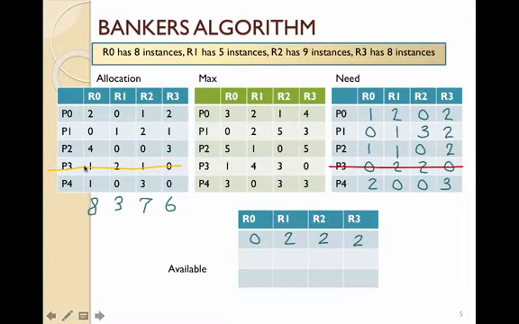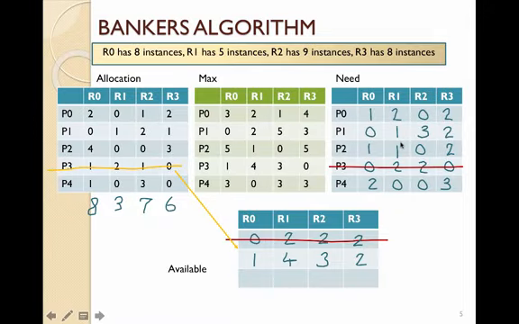This allocated will be put back into the pool of available. So we will take the 1, 2, 0, 1 and add it to the 0, 2, 2, 2. Our available will now change to 1, 4, 3, 2. And now we take this 1, 4, 3, 2 and we go through and see if we can satisfy the request of another process.